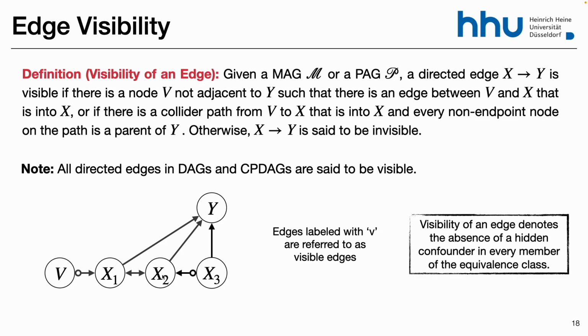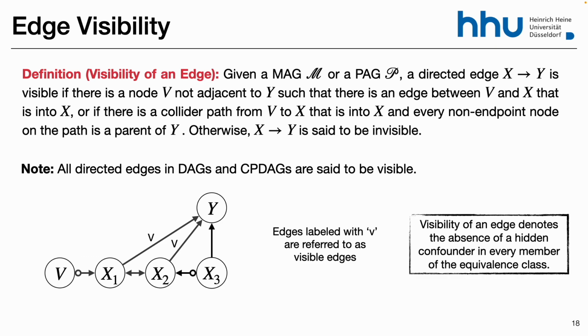Now the x2 and y. The second condition tells us that there is a variable v that's not adjacent to y, and there is a collider path from v pointing to x2. So we have this condition here, so x2 to y is also visible. What about x3 and y? It doesn't have to be a collider path. So that's a collider path, but it's not pointing to x3. So we cannot apply the condition, and this means that this directed edge could be confounded, so it's not visible. So in this case, we have these 2 visible, but the other one is not.